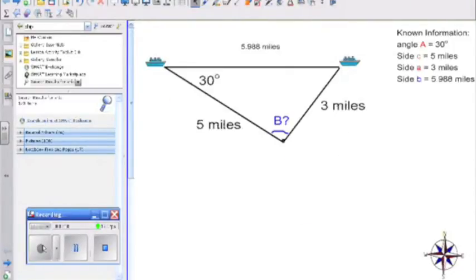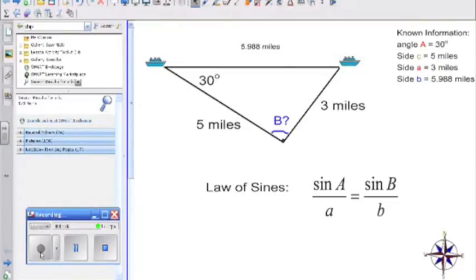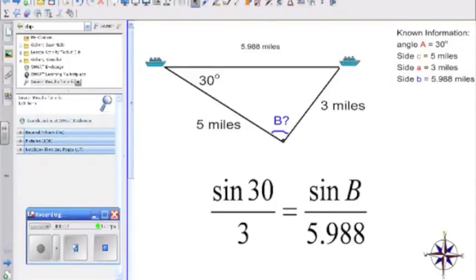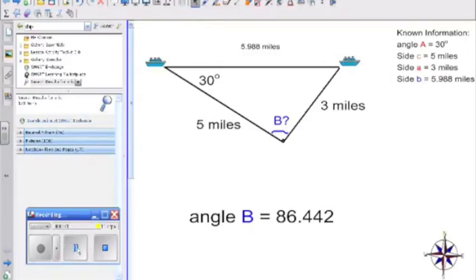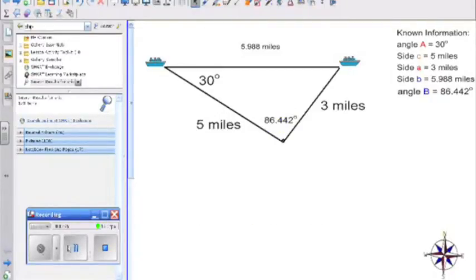We will find the measure of the angle B between the ship's initial position and the farthest point at which the distress signals could be detected. We will use the law of sines to solve for angle B because we know the length of the side a and angle A, as well as the length of side b. Plug in the values and solve for angle B. Angle B is equal to 86.442 degrees.